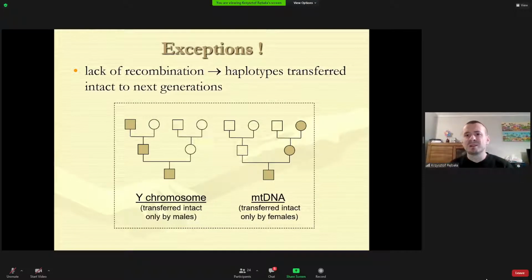And of course, there are exceptions, which you already know and are aware of. These are fragments of our genome which lack recombination. They form haplotypes which are transferred intact to next generations. And of course, this is the Y chromosome, which is inherited paternally. It's transferred intact only by males. And we also have mitochondrial DNA, which is transferred intact only by females. Generally, these two fragments of our genome are commonly referred to in molecular anthropology as lineage markers.